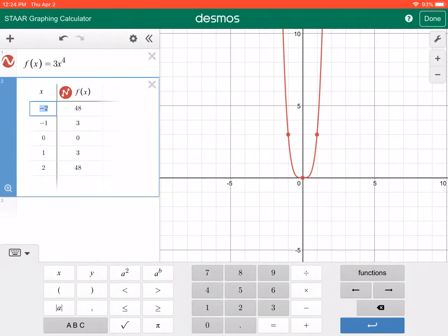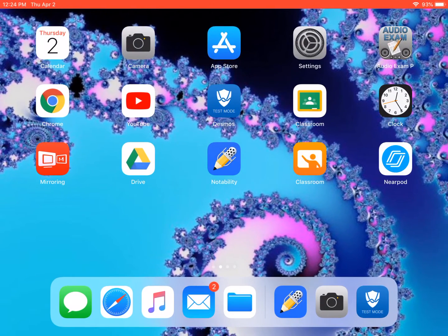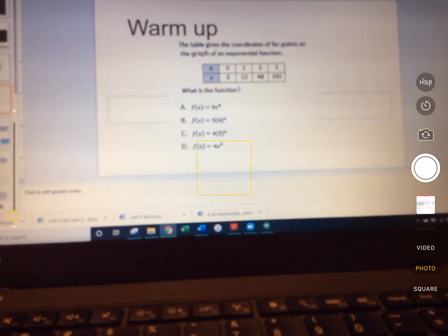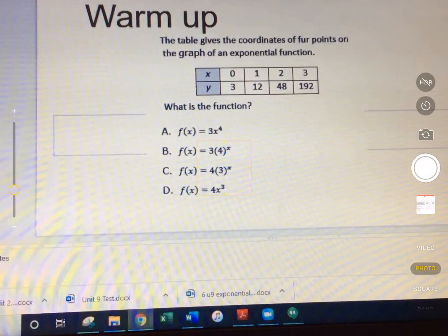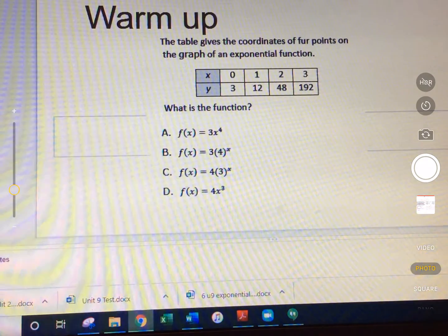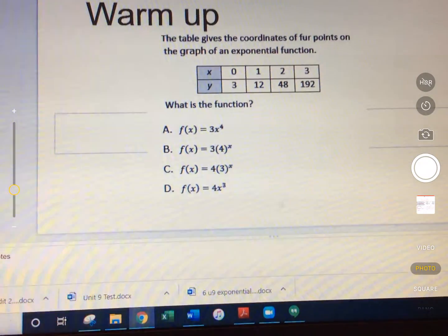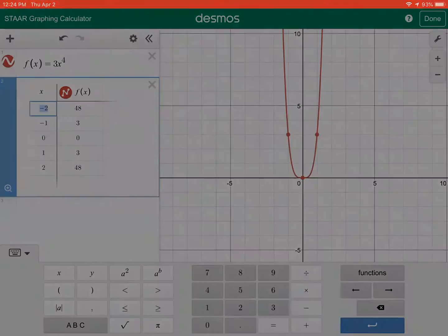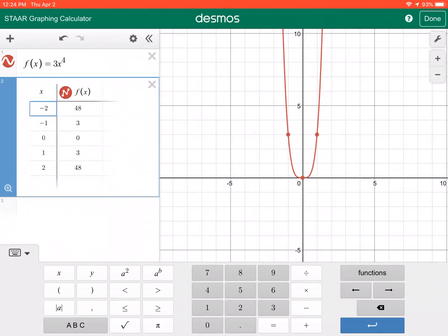Oh, that's not what I want. Does that match what we see here, where we're looking at 3, 12, 48, 192? Definitely not. That didn't match. So it's not going to be A.